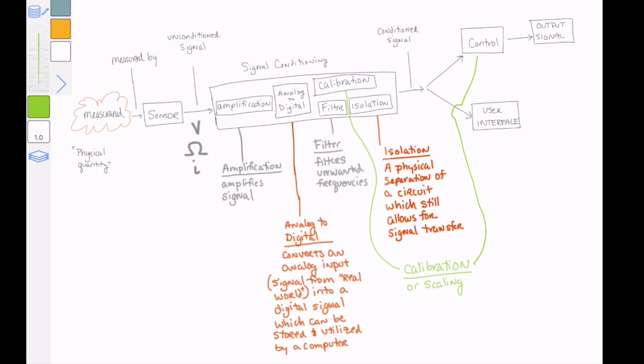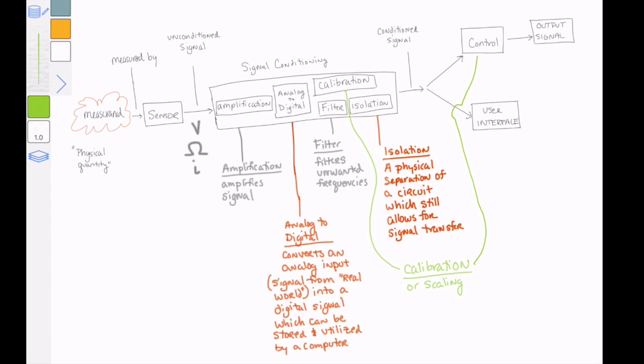So signal conditioning just really means modifying the signal. So 4 common ways that we might modify a signal are amplification, or amplifying a signal, analog to digital, which we touched on a little bit already. This converts an analog signal from a real-world signal into a digital signal, which can be stored and utilized by a computer. We might filter a signal, which means we're getting rid of the unwanted frequencies.